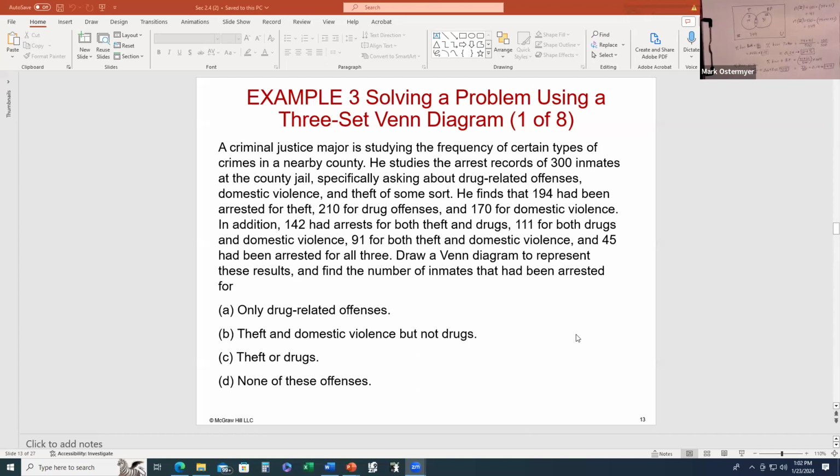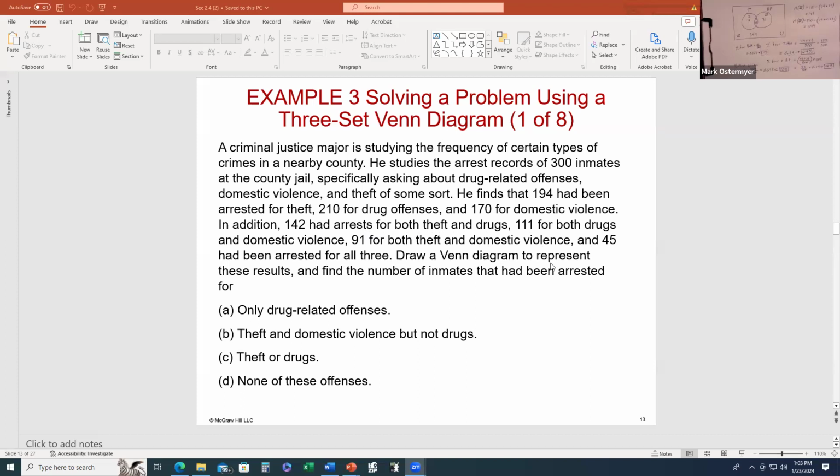What are your three circles going to be labeled? Three circles. One for drug-related offenses and domestic violence and theft. Exactly. Three circles are needed here. He finds that 194 had been arrested for theft, 210 for drug offenses, 170 for domestic violence. In addition, 142 had arrests for both theft and drugs, 111 for both drugs and domestic violence, 91 for both theft and domestic violence, and 45 had been arrested for all three.